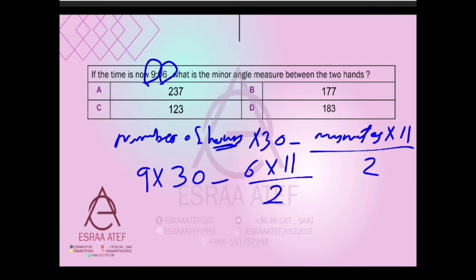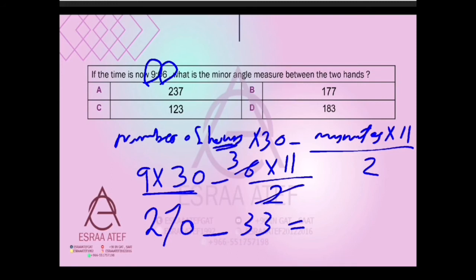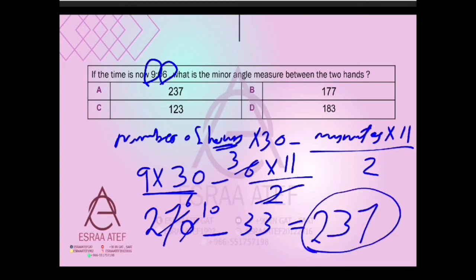Okay, we can simplify here. 6 over 2 will be 3. So in the multiplication, the 0 comes down, and 9 times 3 means 27, minus 3 times 11, which is 33. 27 minus 33, here 10 and here 6. 3 from 10 means 7. 3 from 6 will be 3, and 2 will be here. Okay, so the answer will be 273.